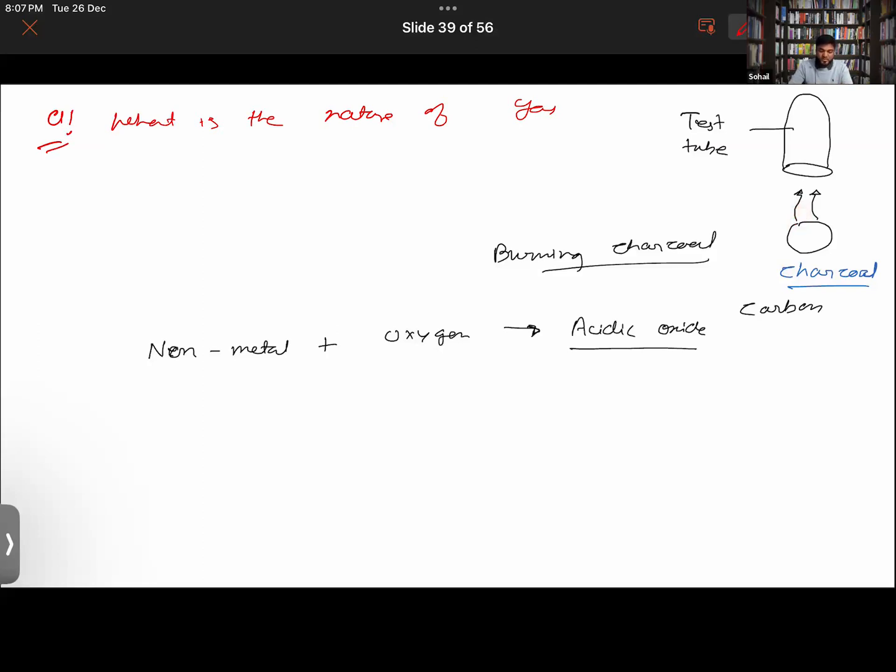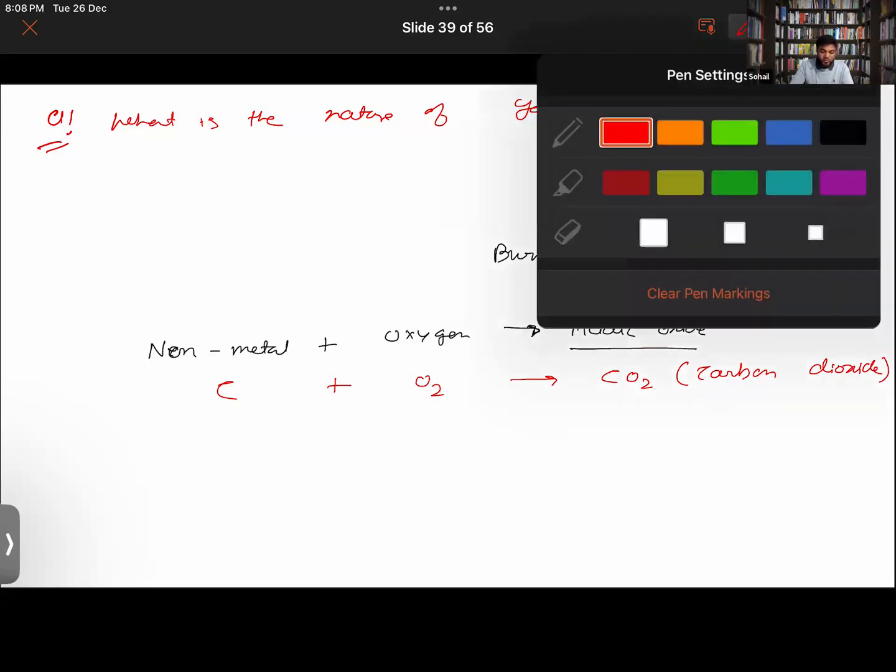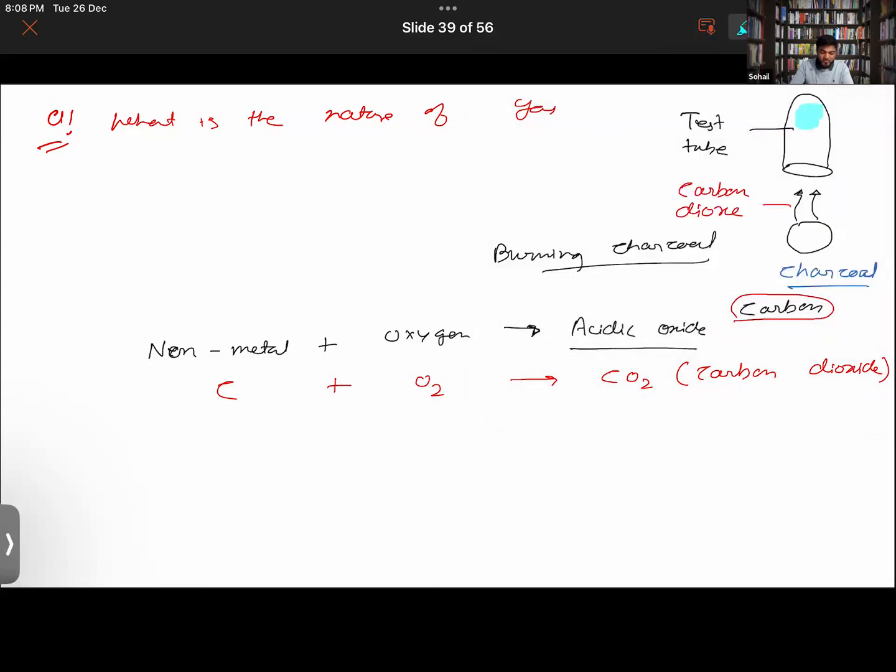As you guys know, since charcoal is a type of carbon, and when carbon burns, carbon dioxide is produced. So basically यहाँ पे carbon burn हो रहा है oxygen के साथ, and then you are getting CO2, that is carbon dioxide. So in order to prove carbon dioxide is acidic in nature, मैं क्या करूंगा, इस टेस्ट ट्यूब में जो गैस accumulate हुई है, I will add some water to it, ठीक है? मैं water add करूंगा इसमें.